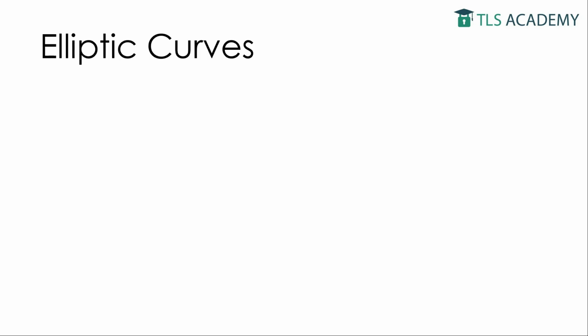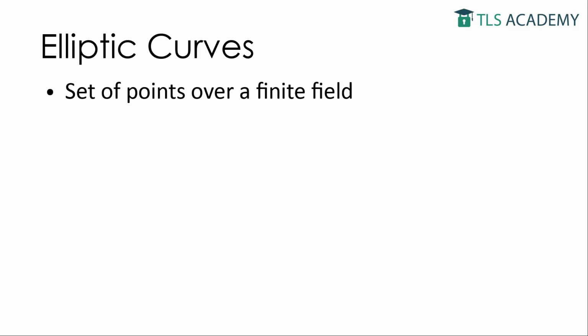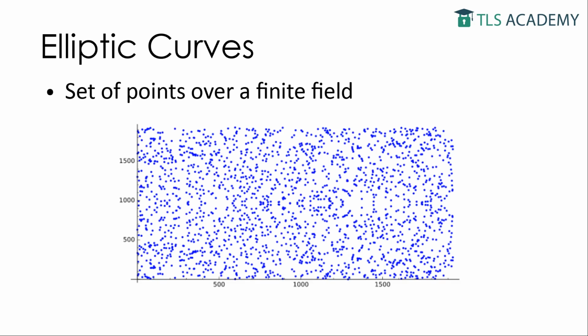Now, what are elliptic curves? An elliptic curve is a set of points over a finite field. Even though it is called a curve, realistic curves, that is, those that are secure to use, have little to no similarity to what you might expect a curve to look like. Here you can see an example of an elliptic curve.